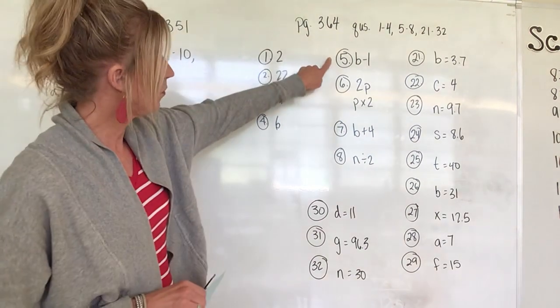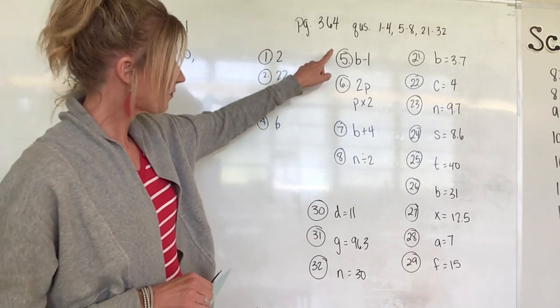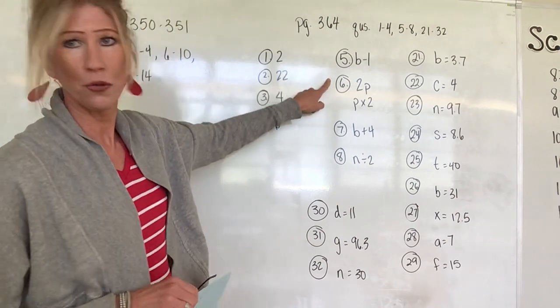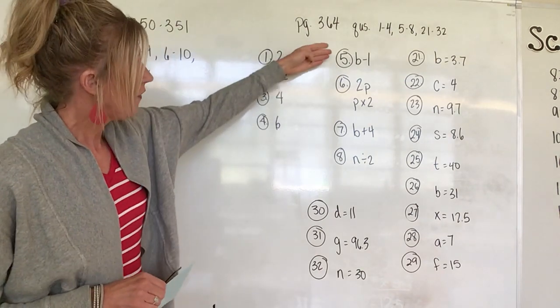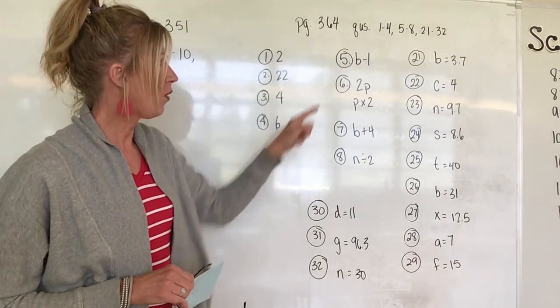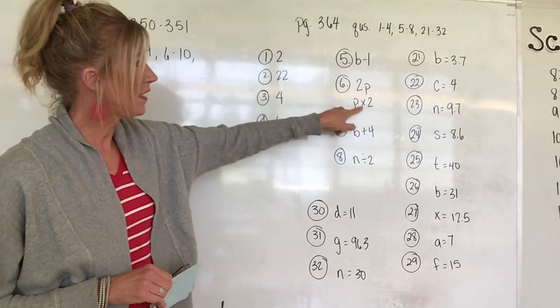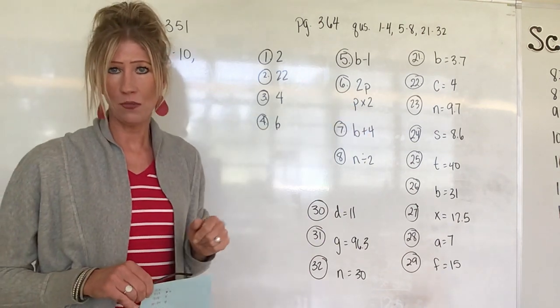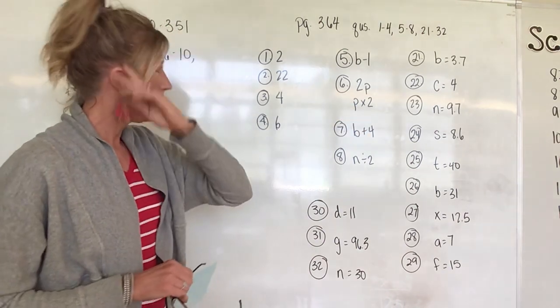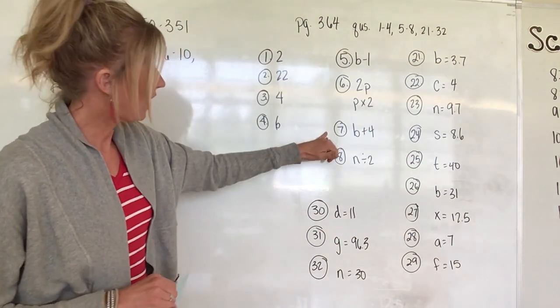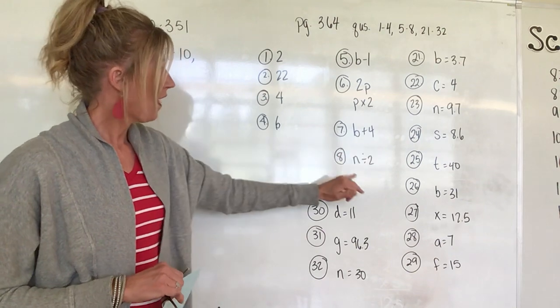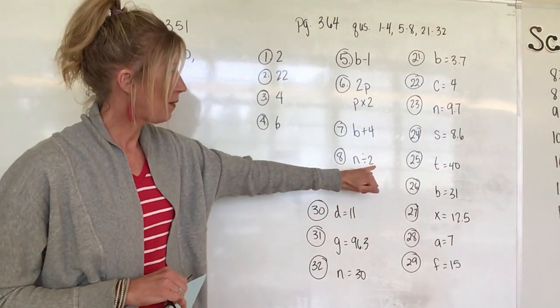Okay, now here we're creating an expression for a word phrase. So we talked about this also. So here we go. For number 5, b minus 1. For number 6, it was p times 2, but that can look many different ways depending on how you want to set that up. It's multiplication though, so we have to have a multiplication sign in there. Number 7, b plus 4. Number 8, n divided by 2.